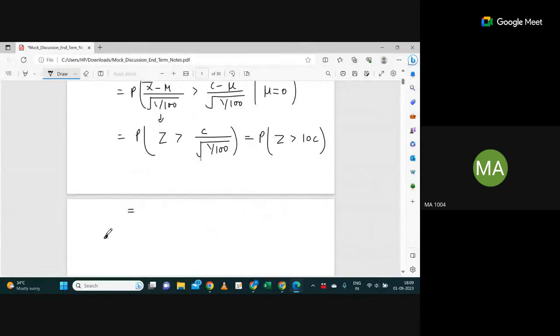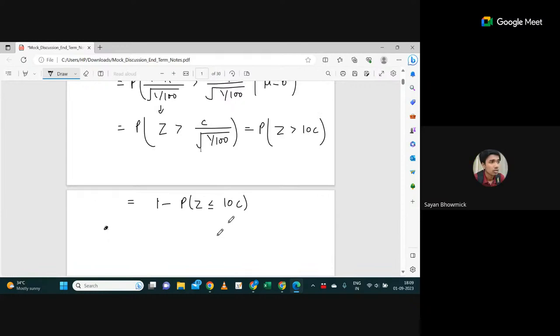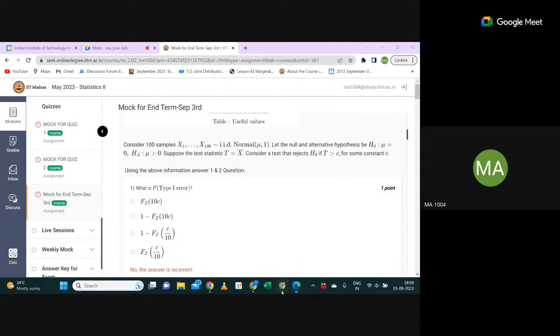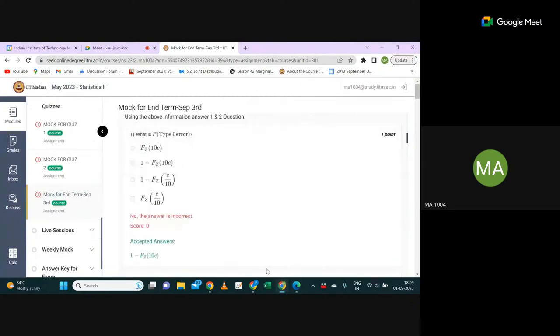To convert into a CDF format, we write the probability of Z less than. So I can write 1 minus the probability that Z is less than or equal to 10 C. So I can write 1 minus F_Z of 10 times C. That's right. There should be an option; yes, option B is the correct one. How many of you got this one correct?